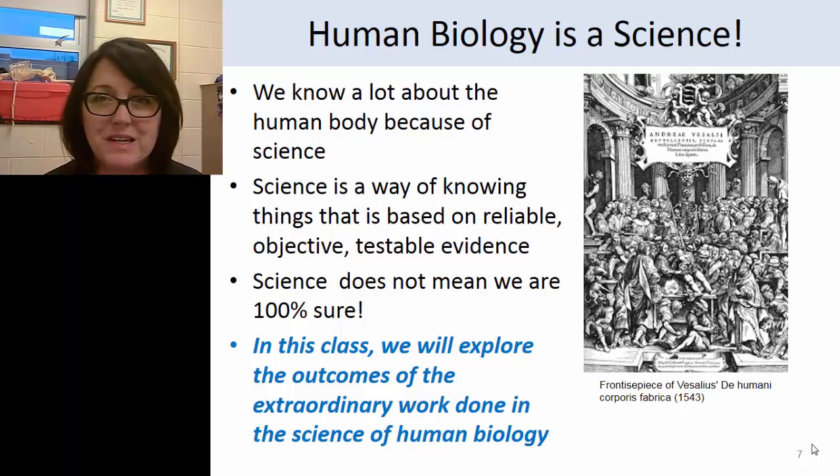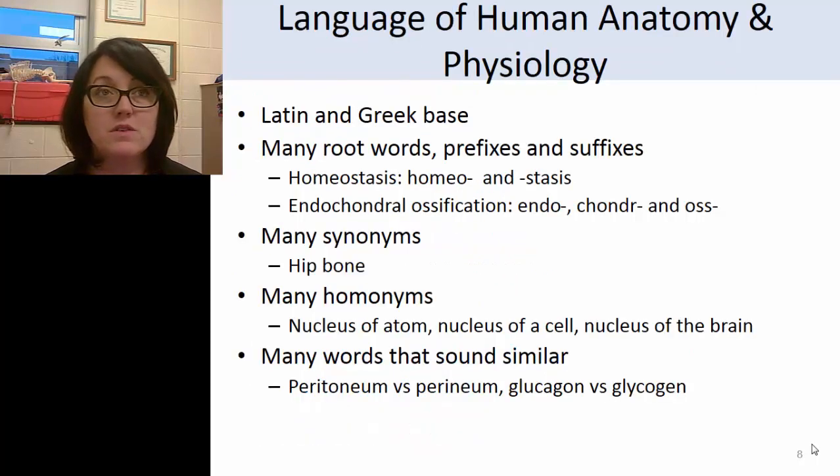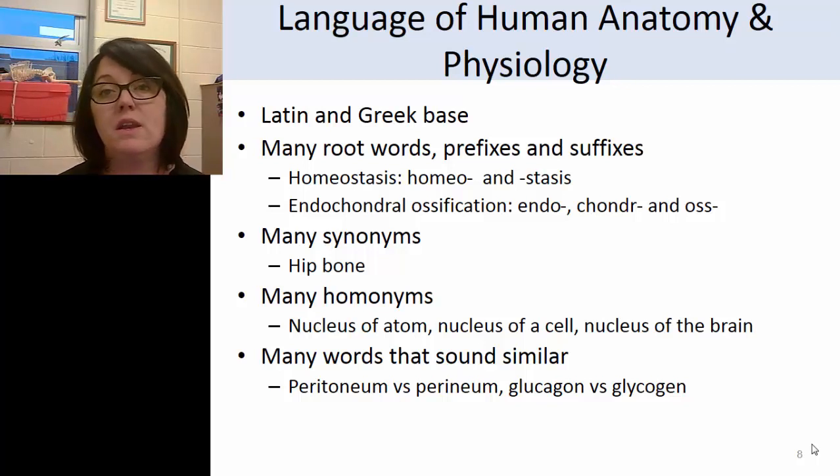So you're basically going to be learning a new language in this class, right? Human anatomy and physiology has a lot of strange sounding words, and that's because a lot of them have a Latin or a Greek base to them. I'm assuming most of you don't speak Latin or Greek. Sometimes it's very useful to get to know the root words, prefixes and suffixes that are used in anatomy and physiology, because if you know what they mean, you can often ascertain the meaning of a word that's foreign to you.